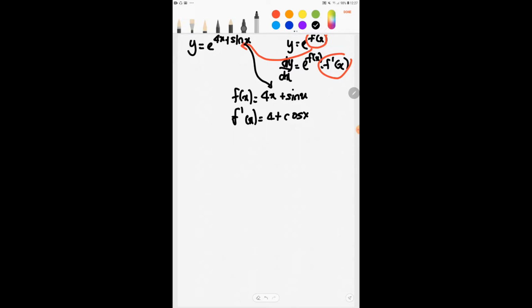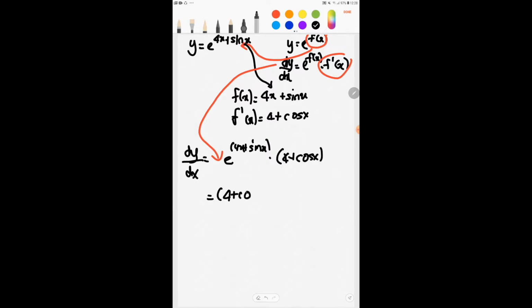Now we are going to find dy/dx. In general, the function is in terms of e to the power of f(x), so we need to use that formula. Therefore dy/dx would be e to the power of f(x), which is 4x plus sine x, multiplied by 4 plus cos x, that is the f prime x. If we rearrange that, we get 4 plus cos x multiplied by e to the power of 4x plus sine x. So that is dy/dx for this function.